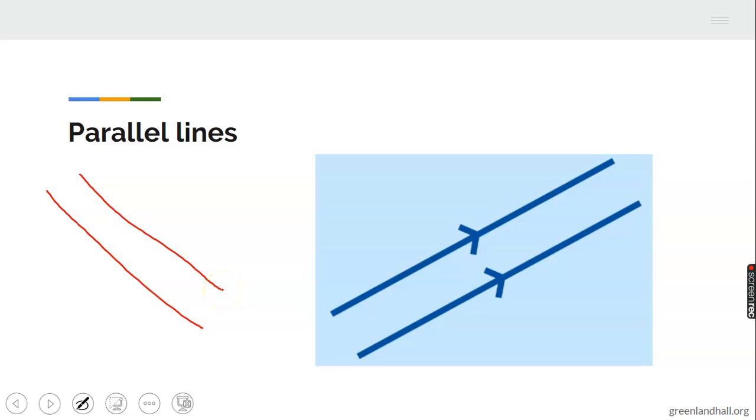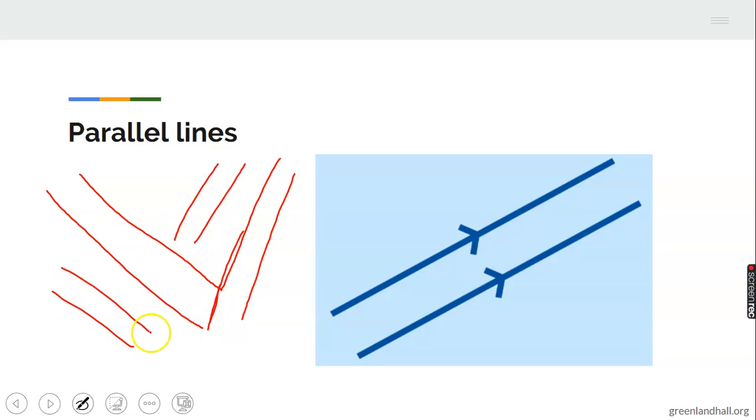Parallel line. It can be this way. It can also be this way. It's a parallel line. The parallel lines, you can see them. There's a picture of a parallel line.